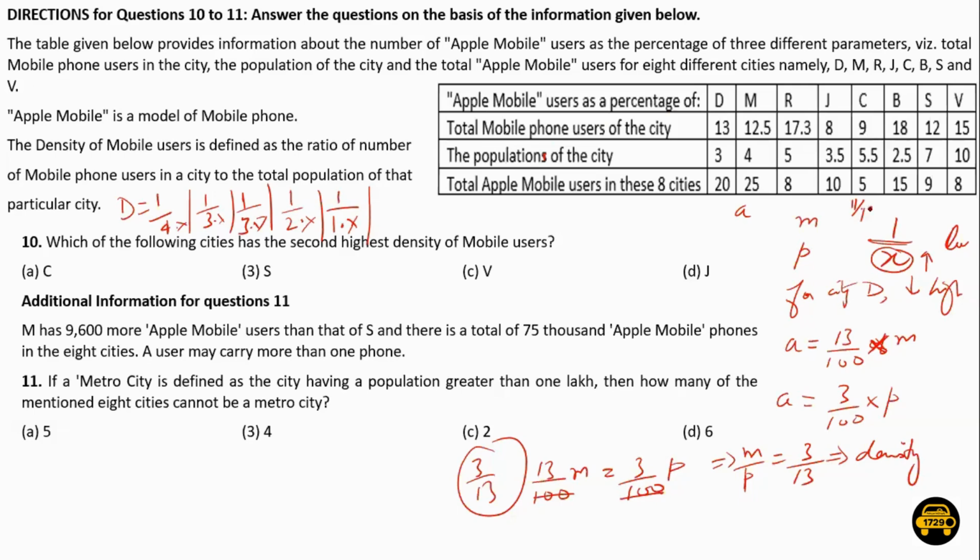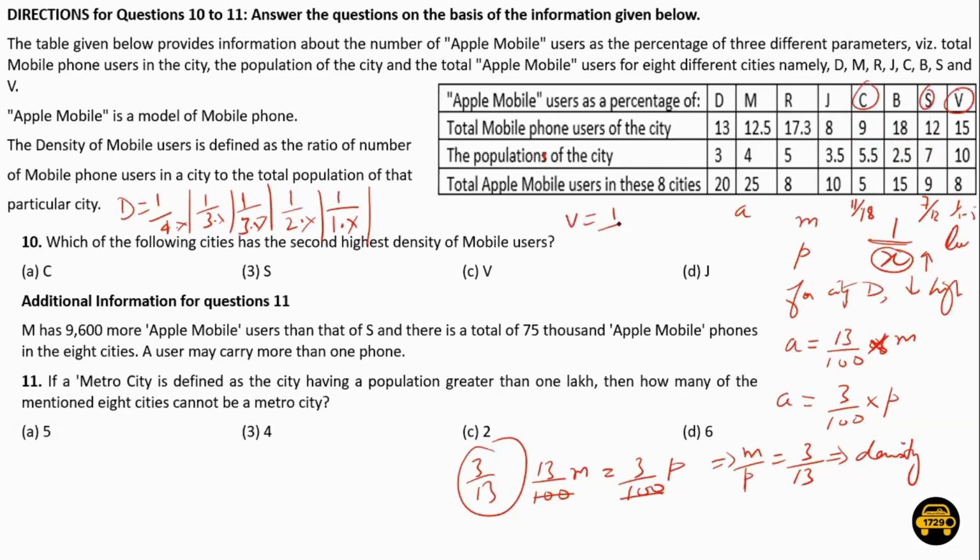11 upon 18 for city C. Since it is one of the lowest values, I'm just considering this one, right? Again, 2.5 by 18 will be very high, so we need not calculate it. Now 7 by 12 is again 1 upon 1 point something. We need to find out this value, and 10 by 15, of course, will be 1 upon 1.5. So we have three cities to be considered: C, S, and V.